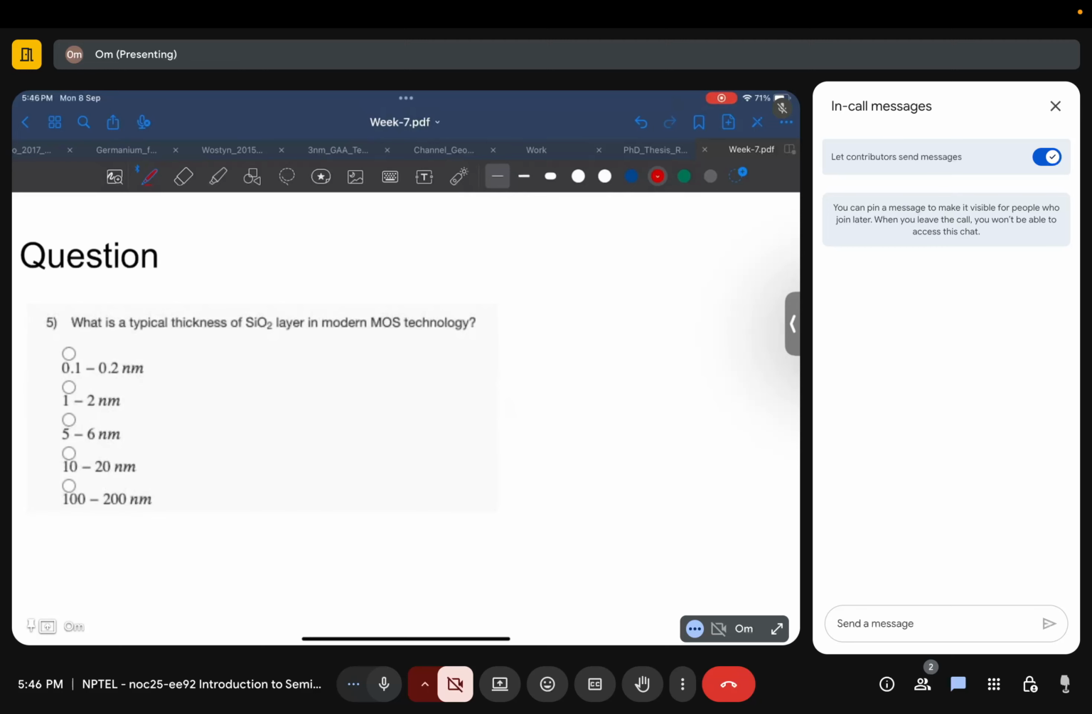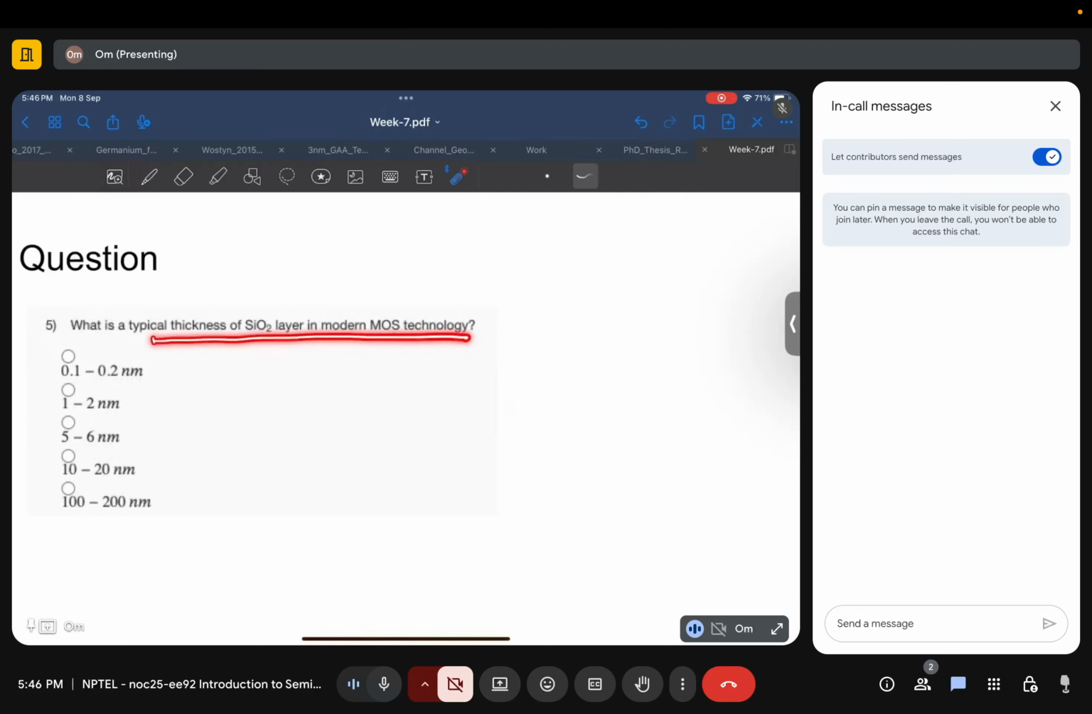Okay, so this is a very simple question that you all have answered. The question is, what is the typical thickness of SiO2 layer in modern CMOS technology? In modern CMOS technology, the SiO2 thickness is between 1 to 2 nanometers.